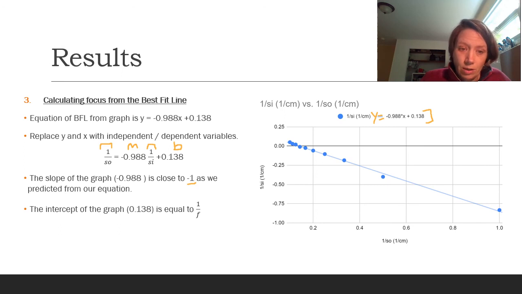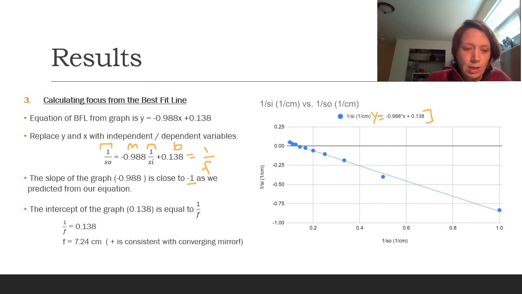The intercept on the graph in this case is equal to 1 over f, as we predicted when we made that equation. When we rearranged it to y equals mx plus b, remember that the b ended up being equal to 1 over f. So that 0.138 should be equal to 1 over f, and that's how we can actually get our final answer. So we then write a little mini equation. We know that 1 over f equals 0.138, and so you're going to take the reciprocal of both sides, or cross multiply, whatever you're comfortable with. When you're done, you end up getting f equals 7.24 centimeters.